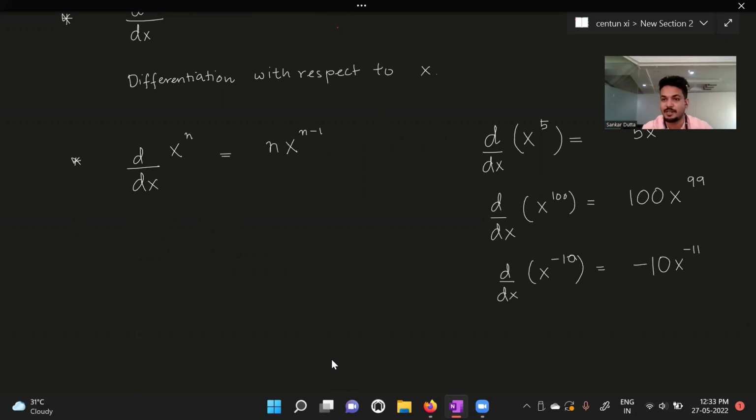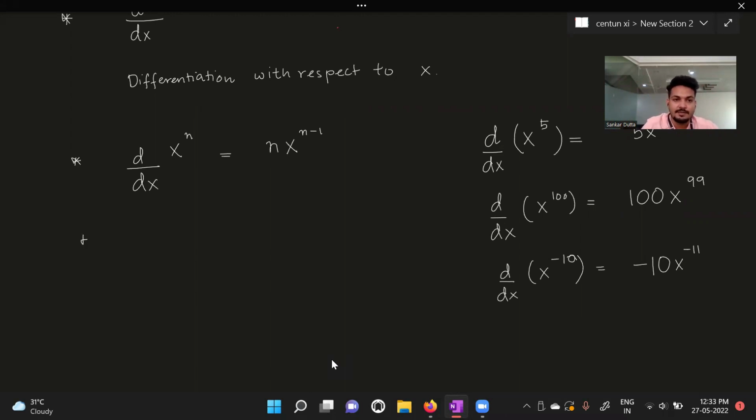Okay, so we're doing minus 1, no matter whether it's a positive number or a negative number. So if there is a negative number, minus 10 minus 1 will become minus 11. Okay, so this is the first formula for differentiation. Whenever you have to differentiate x raised to power something, then you have to simply do this.